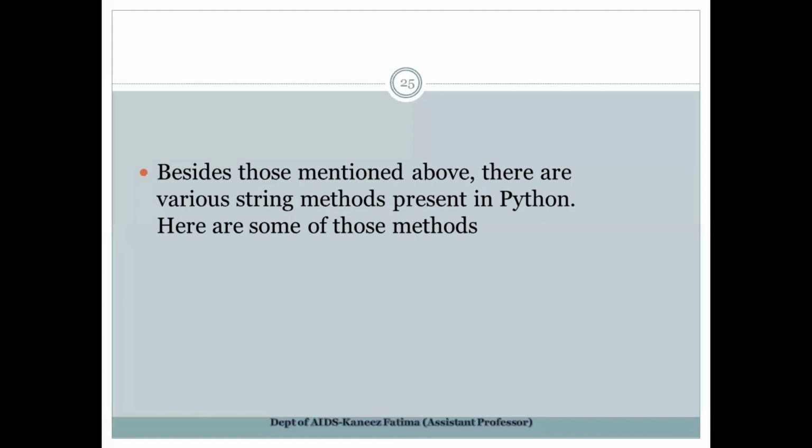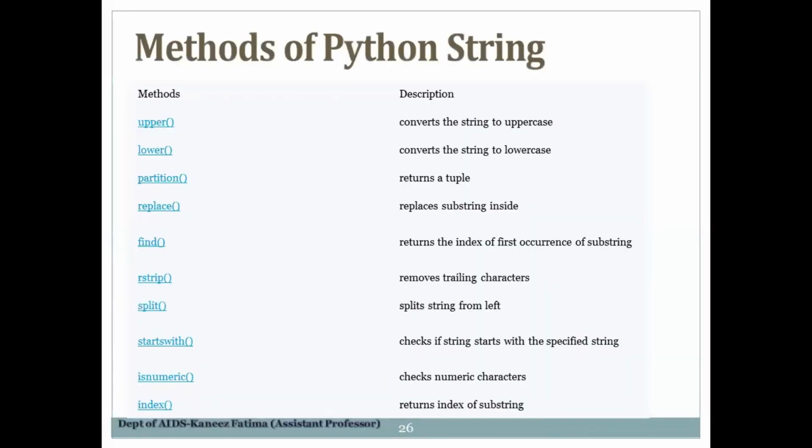Besides those mentioned above, there are various string methods present in Python. Here are some of the methods. You can use upper to convert the string to uppercase. If it is in lowercase, we have another method, lower. If we have all the strings in uppercase, we can convert them to lowercase. We can go with the partition method, which returns a tuple. Replace replaces a substring inside. Another method is find, which returns the index of the first occurrence of a substring.